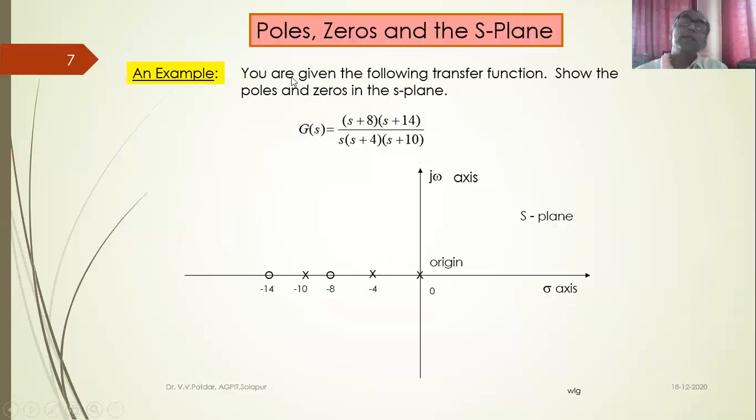Now let us see how these are graphically plotted. As an example, you are given the following transfer function. Show the poles and zeros in the S plane. Now, this is my regular graph paper.